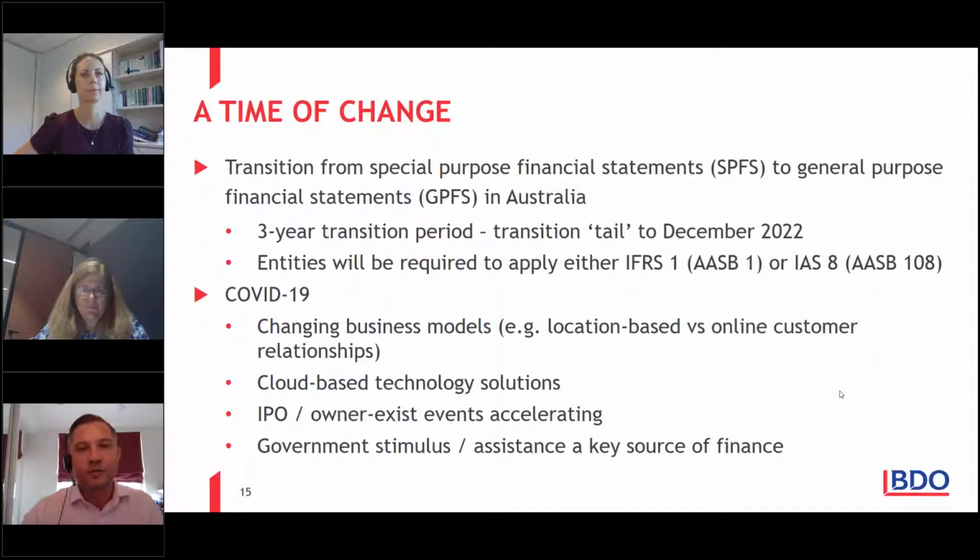IFRS 1 or AASB 1 and IAS 8, AASB 108, those are your gatekeeper standards. So when you're moving to general purpose, the real question is, do I have the information that I need, first of all, to recognize and measure all my assets and liabilities and income and expense according to the accounting standards? Do I have all the information to present and disclose that information? Once your answer to that is all yes, off you go. But obviously, that is also the gatekeeper where you will find out whether you are doing anything that's inconsistent with the accounting standards.